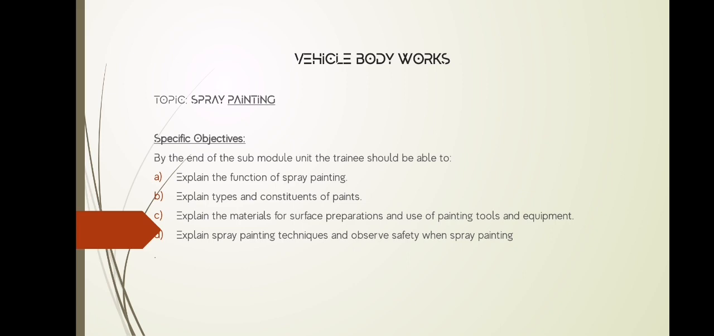Welcome. Today we want to look at vehicle bodywork and the topic spray painting. We have specific objectives. By the end of the sub-module unit, the trainee should be able to explain the function of spray painting, explain the types and constituents of paint, explain the materials for surface preparation and use of painting tools and equipment, explain spray painting techniques and observe safety when spray painting.